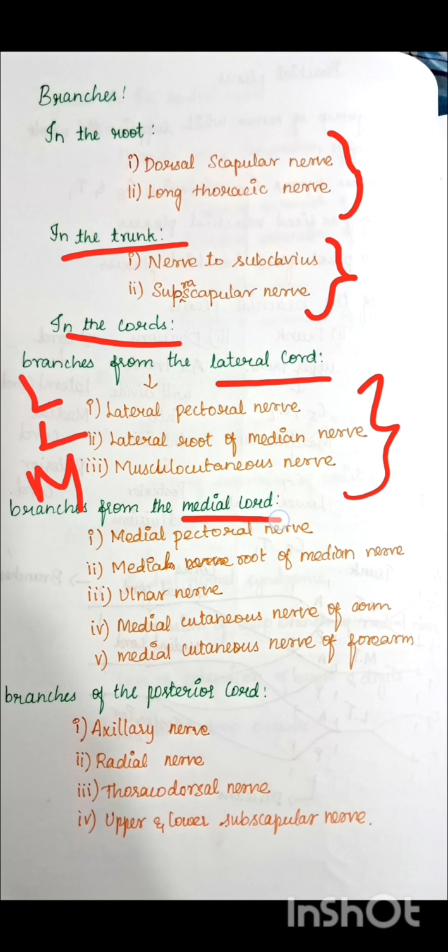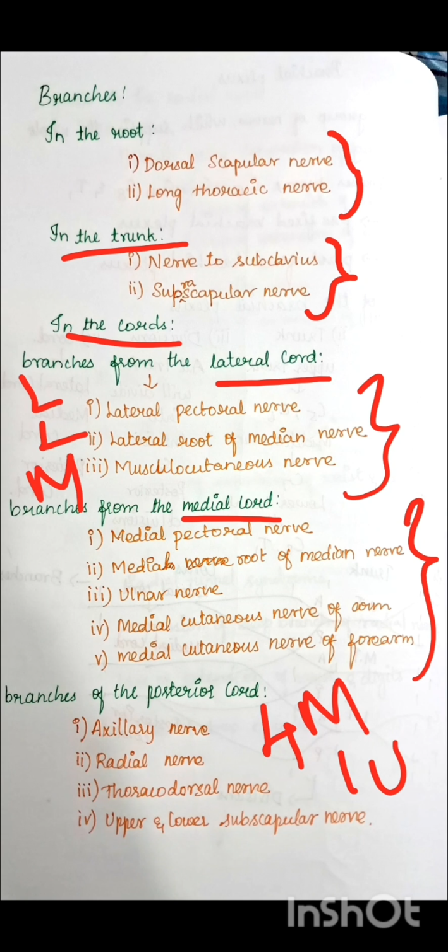And coming to the branches of the medial cord, we have five branches, such as 4M, 1U. The medial pectoral nerve supplies the pectoralis major and minor muscles. The medial root of the median nerve forms the median nerve. The ulnar nerve is a major upper limb nerve which supplies major hand muscles. And the medial cutaneous nerve of arm and medial cutaneous nerve of forearm are the sensory nerves of the arm and forearm.